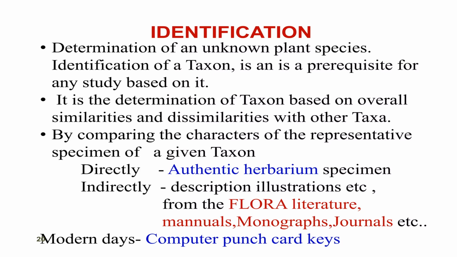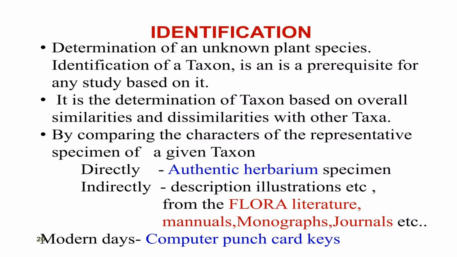In this case, it is the determination of the taxon based on overall similarities and dissimilarities with the closely related taxa, whether it has to be related to a particular genus or a particular species. By comparison of the characters we can easily identify it. With that, authenticated herbarium specimens occur in various herbaria. Then that is called the direct method.